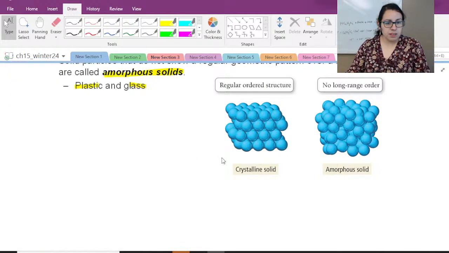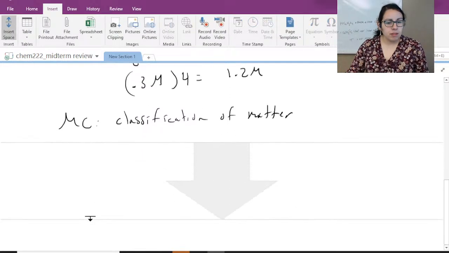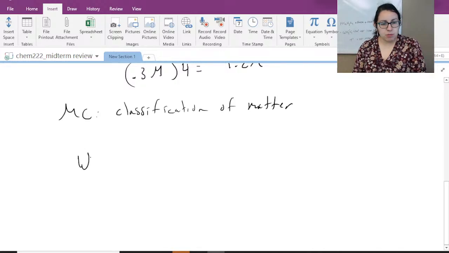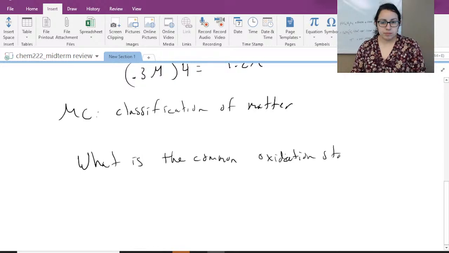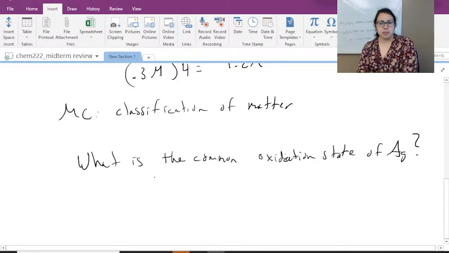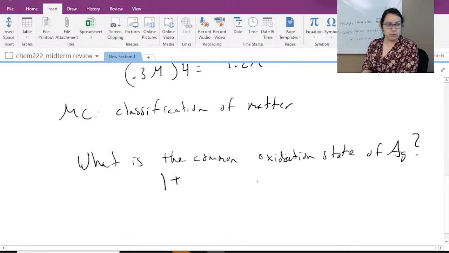I don't want to give everything away, but let's just answer this. What is the common oxidation state of silver? So what is silver normally? So +1. Use that info, and that might help you with some of those multiple choice fun fact questions.